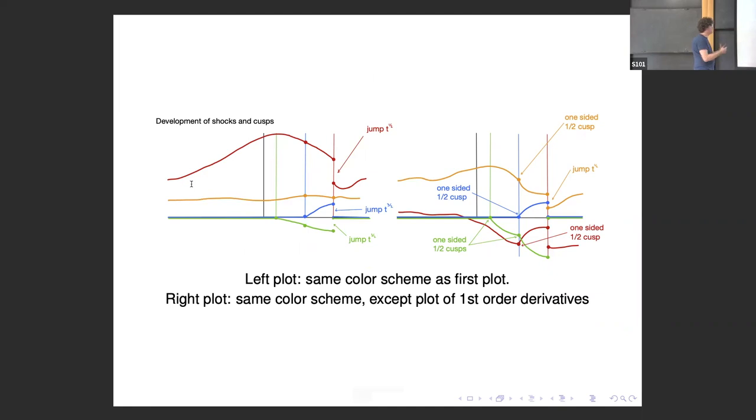We have the production of entropy and also the subdominant Riemann variable, and then the velocity in the radial direction stays continuous. Okay, and then this is the same plot, but it's a plot of the derivatives of all these quantities. Here you see this corresponds to the C^{1/2} cusp, and here's another C^{1/2} cusp, and so forth. And so all these things that we show in this picture is what we prove.